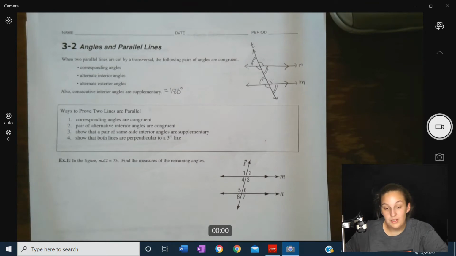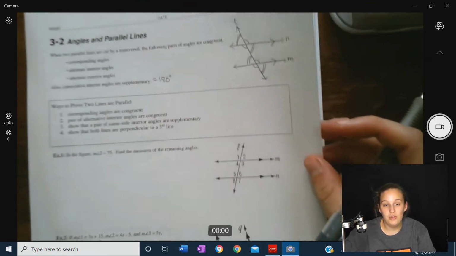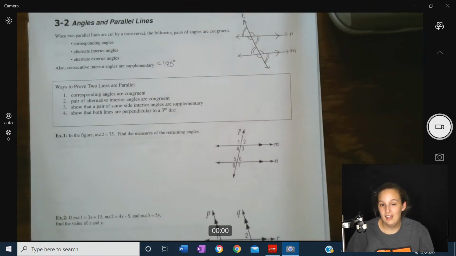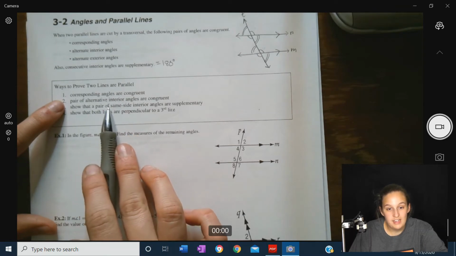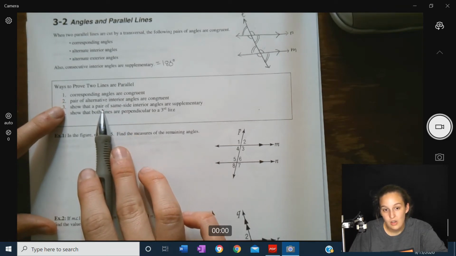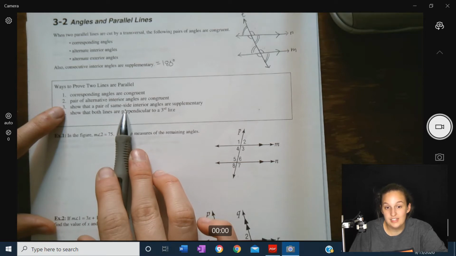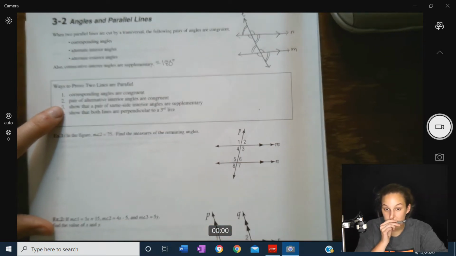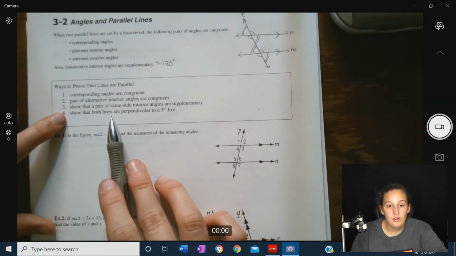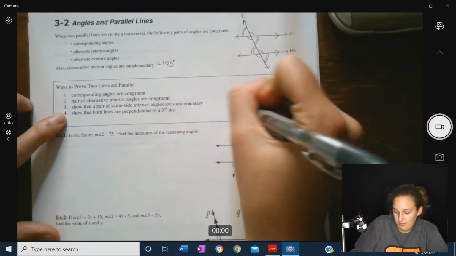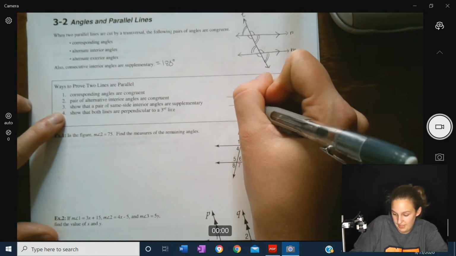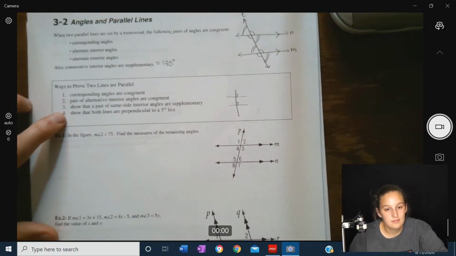All right, so if you wanted to show that two lines were parallel, just by knowing the angles, you could do that if you found corresponding angles were congruent, or alternating interior angles are congruent, or a pair of same side interior or consecutive interior angles are supplementary, or that both lines are perpendicular to a third line. So that one would be if this line was perpendicular to this line, then you know that those are parallel lines.